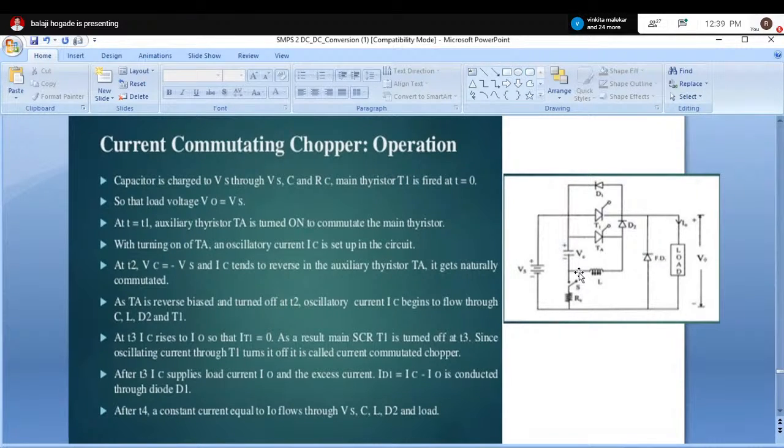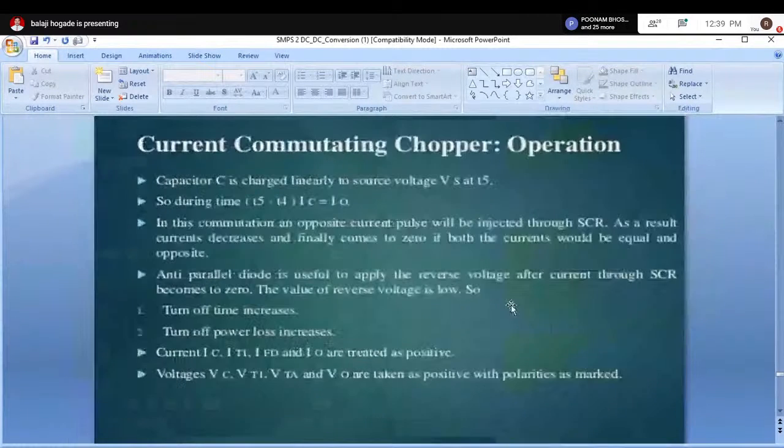Vs, capacitor, L, D2 and load back to the source. At t is equal to T4, constant current equal to I0 flows through the path: source voltage, capacitor, inductor, diode D2 and load back to the negative terminal of the source. Capacitor is charged linearly to source voltage.